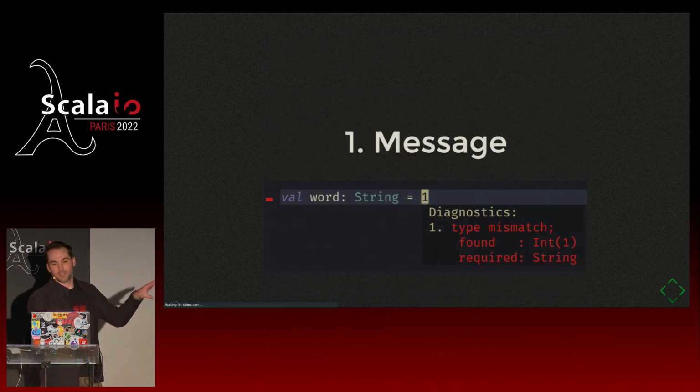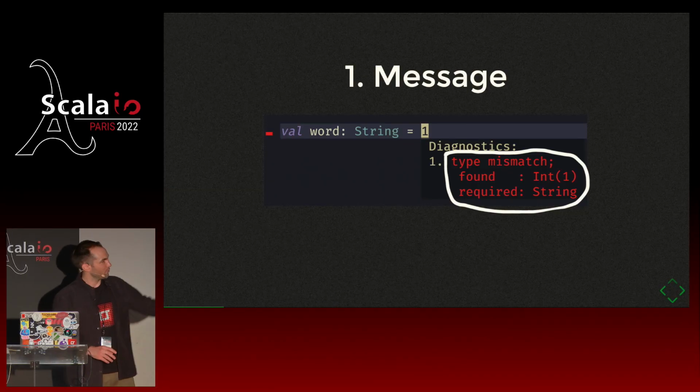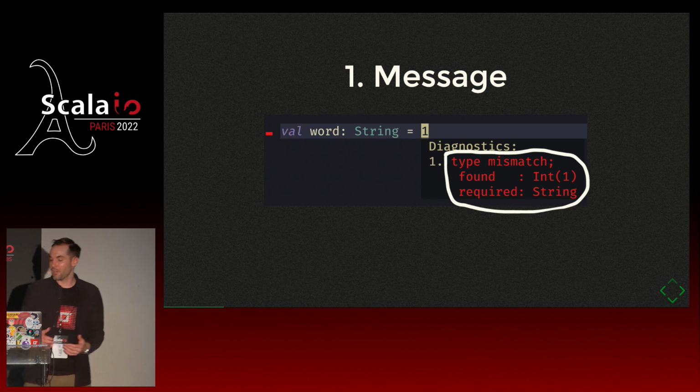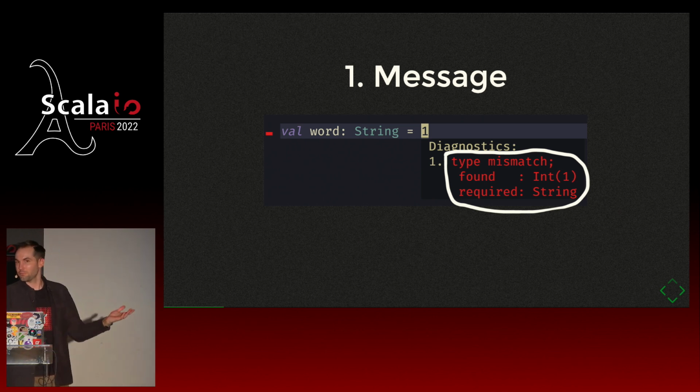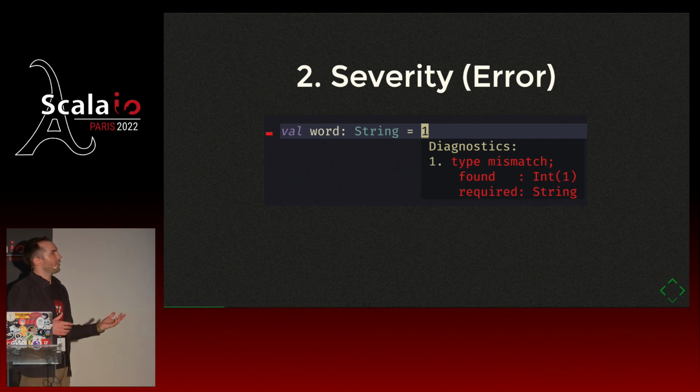When you see something like this, let's dissect it a little and look at the different parts of the diagnostic to get a better understanding. First of all, you have a message, right down there. It should hopefully tell you what's wrong with your code and maybe some other stuff. But in general, a message is just part of a diagnostic. Secondly, we have a severity level, and in this case, it's an error.